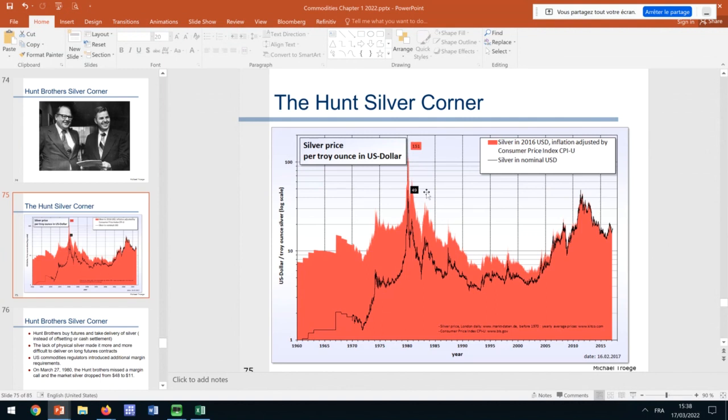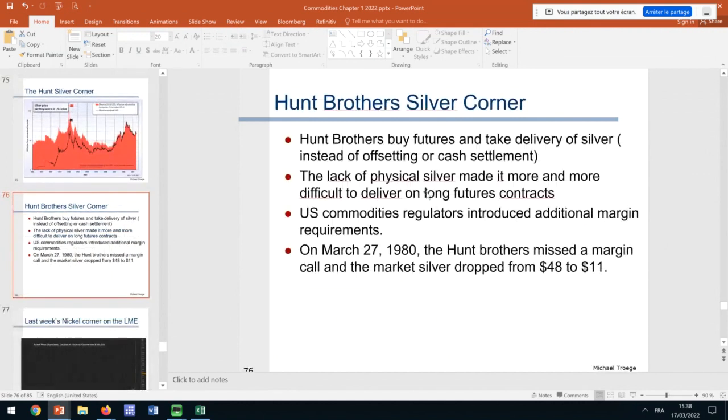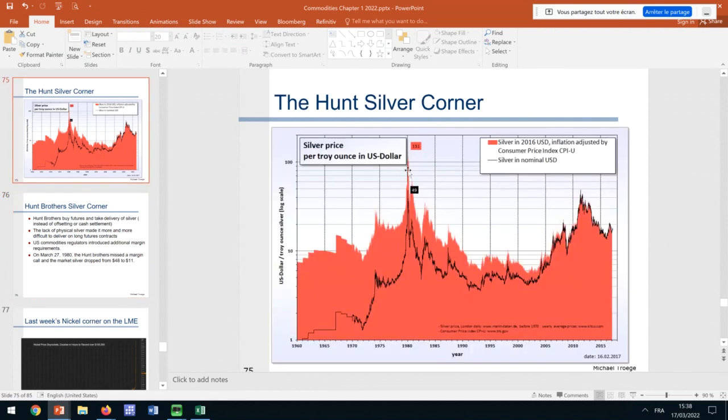Silver is of course a massive market. It's a big market, and you need a lot of money to manipulate it. But they were able to do this, and the way they did it is very simple. They bought futures contracts, and then they carried them to maturity, so they didn't allow them to be offset.